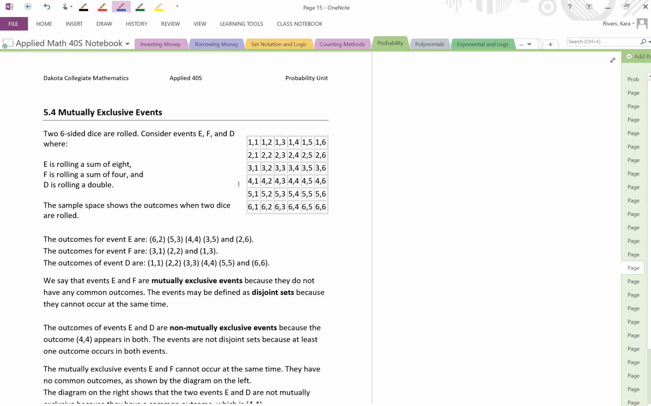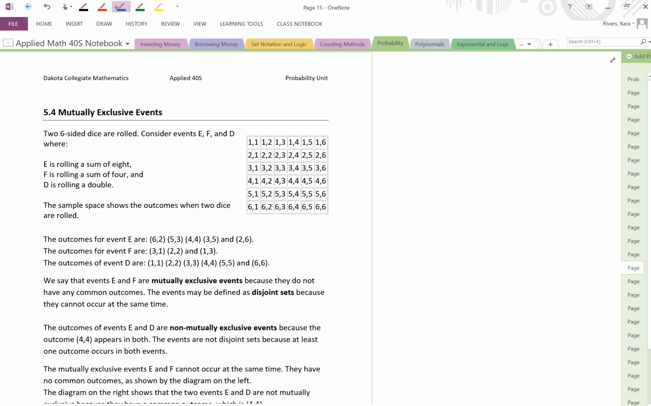In this lesson, we're going to look at mutually exclusive events. We've seen the sample space before. It's two six-sided dice that are rolled. We're going to consider events E, F, and D, where E is rolling a sum of 8, F is rolling a sum of 4, and D is rolling a double. So let's have a look here.